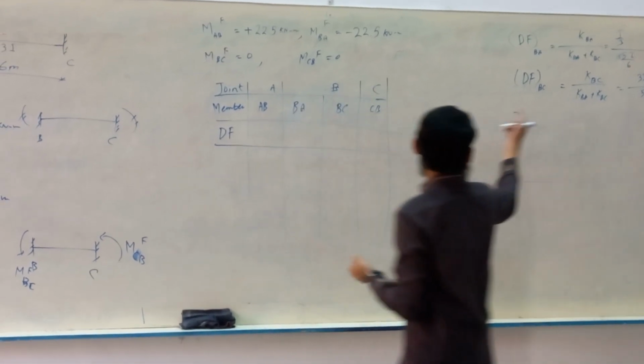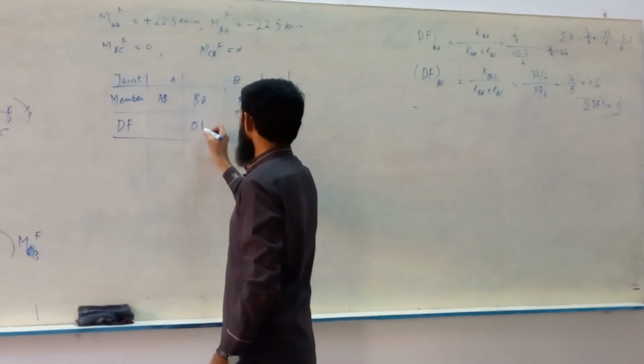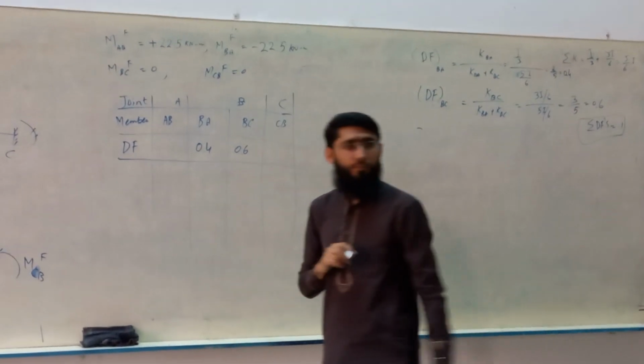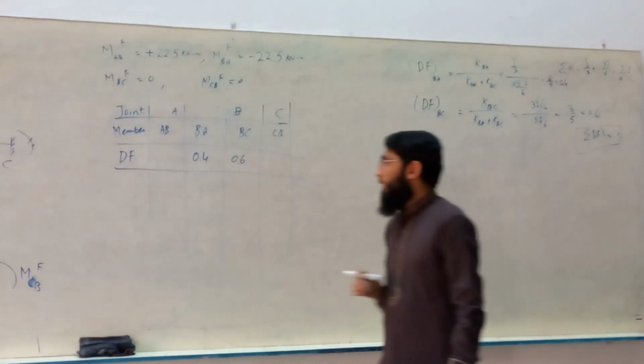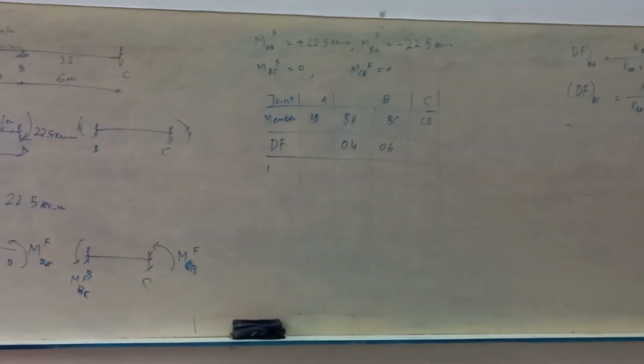Now this was 0.4 and this is 0.6. Okay? Next is FEM. Yeah, I'm just going to change the color.